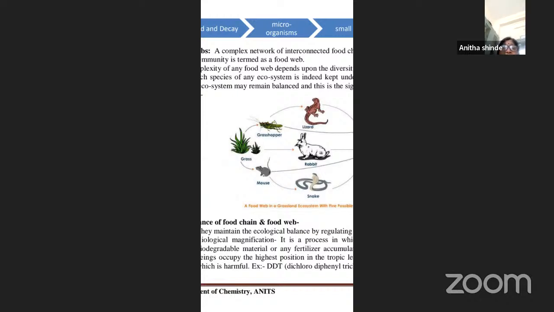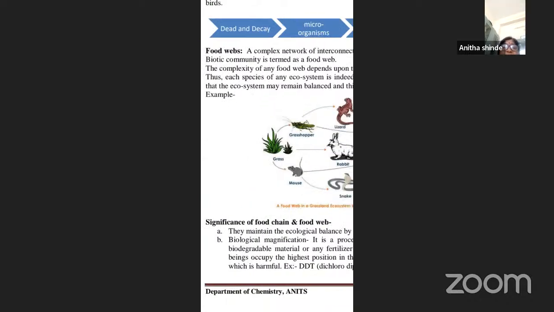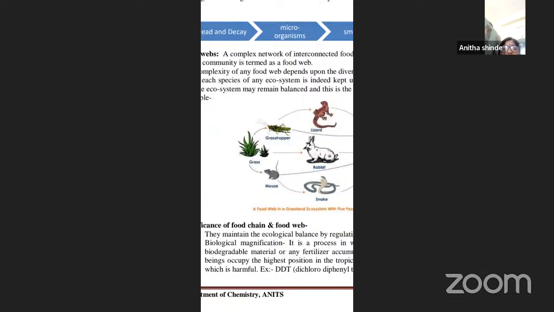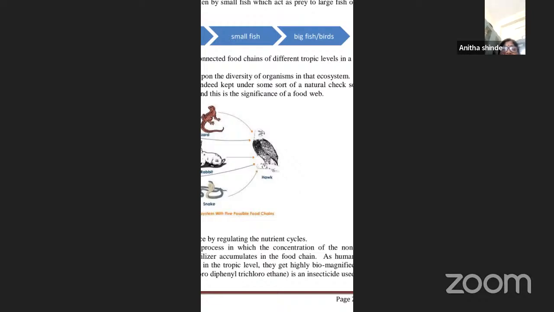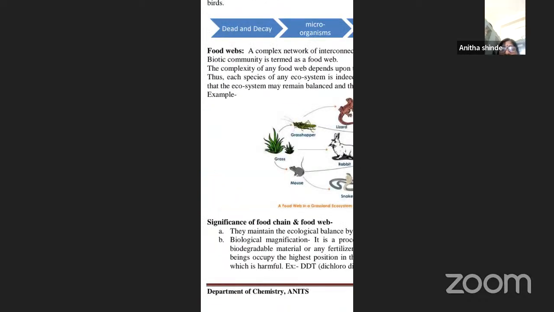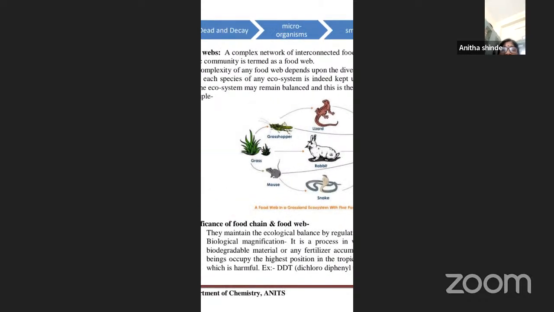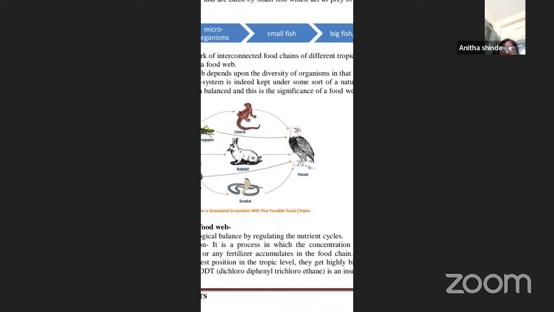So the significance of food chain and food web is, first, they maintain an ecological balance by regulating the nutrient cycles. And second is biological magnification. It is a process in which the concentration of biodegradable material or any fertilizer which gets accumulated in the environment moves up the food chain. As humans occupy the highest position in the trophic level, they get highly biomagnified, which is harmful. An example is DDT, like dichloro-diphenyl-trichloroethane, an insecticide.